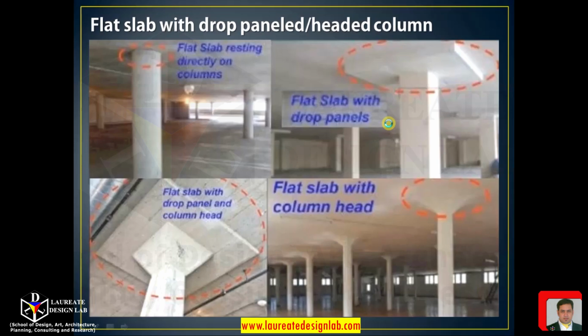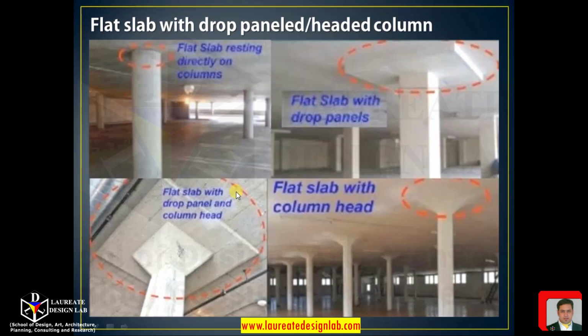Now let's understand how structural slabs are supported by the column. One combination is where we have a flat slab which is resting directly on the column. You can see in the image that this slab is supported by this heavy column over here. But in this case you have a flat slab, structural slab, which is supported by a drop panel, and further this drop panel is transferring load to the column. And in this one you can see the flat slab is supported by a column head, meaning a column which has a head.